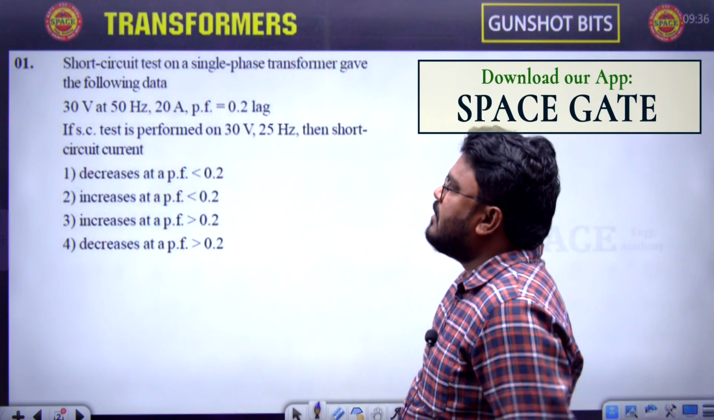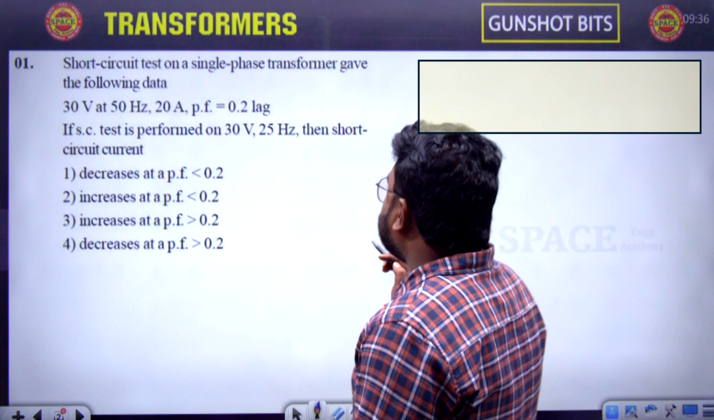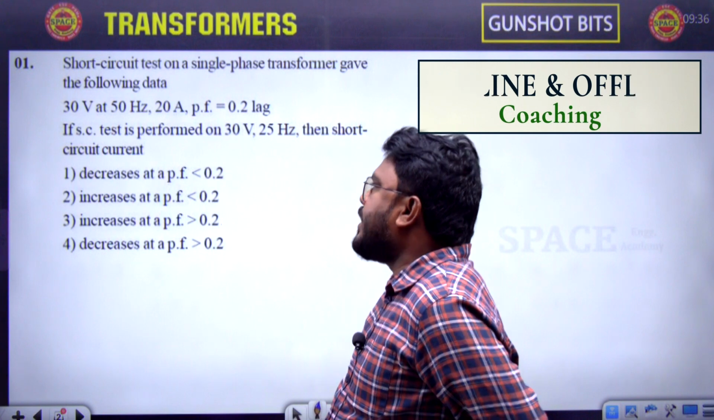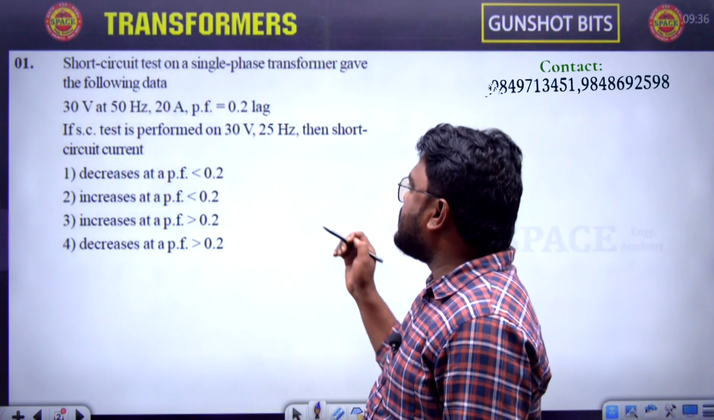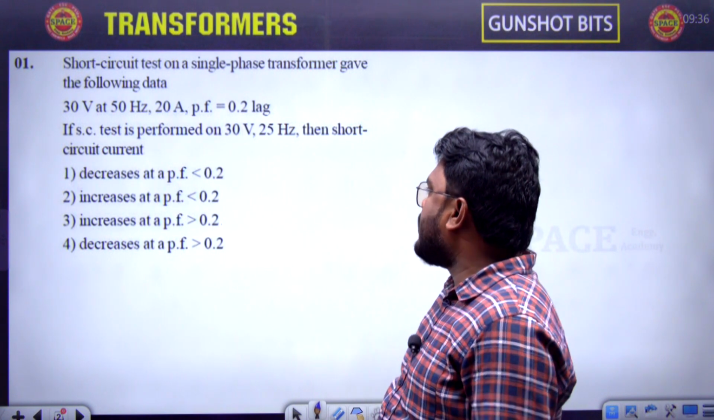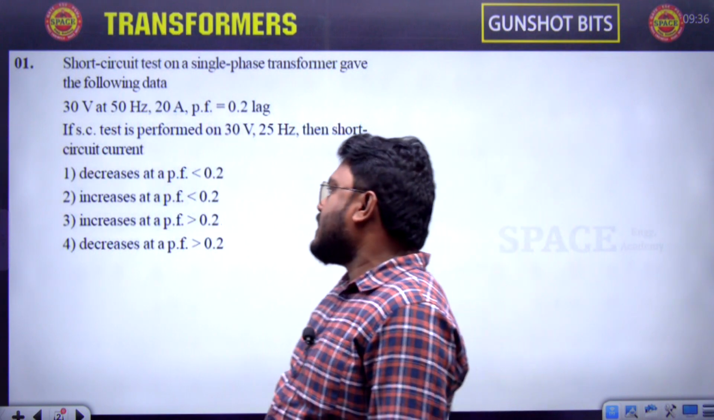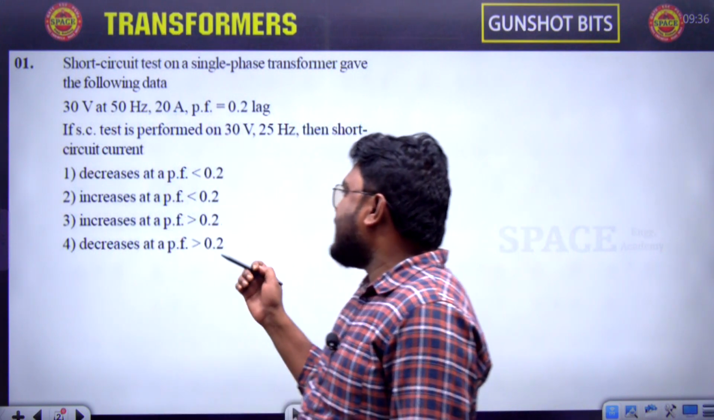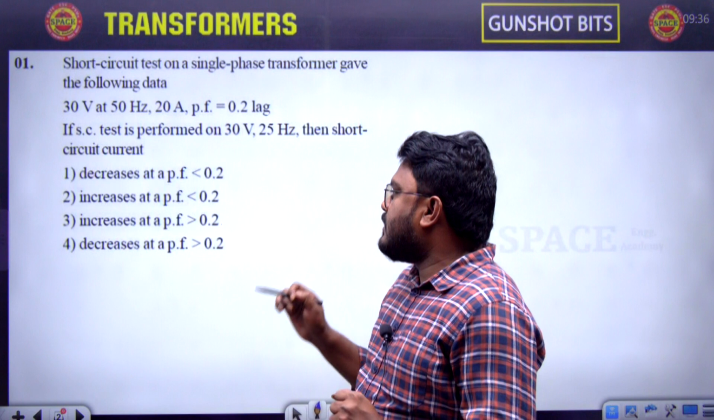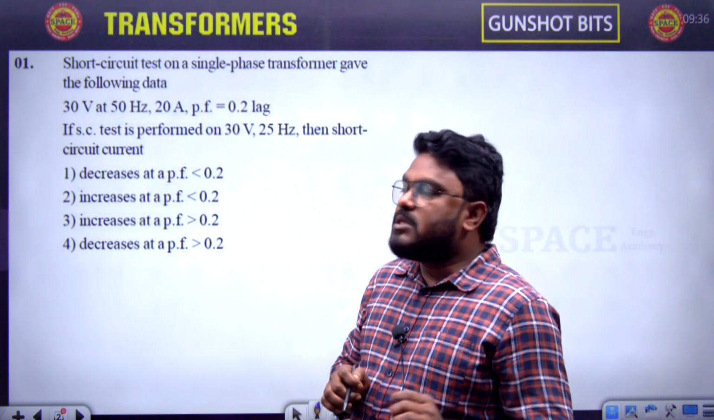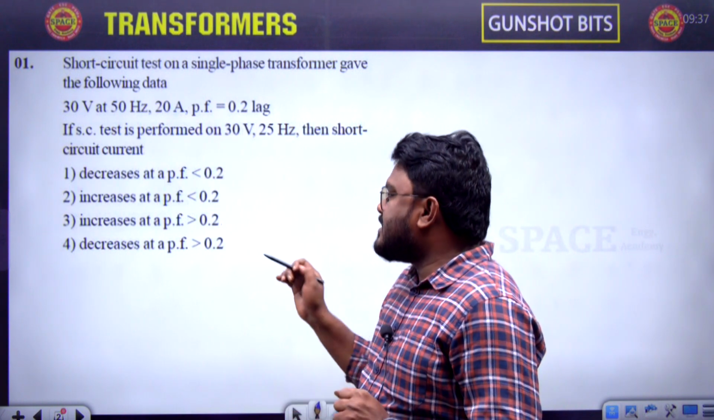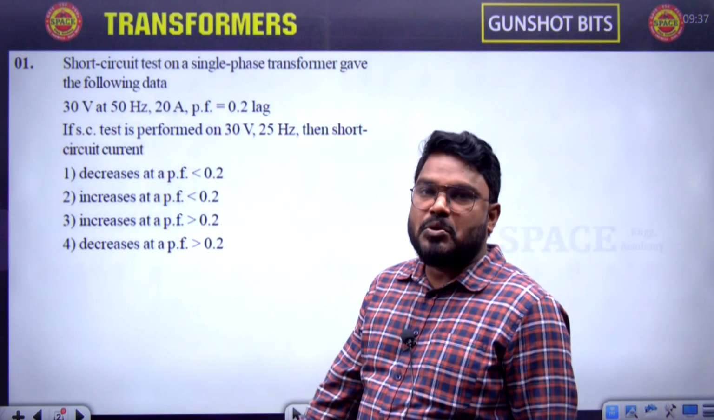Question 1: a short circuit test on a single phase transformer gave the following data: 30 volts at 50 Hz, 20 amps, power factor equal to 0.2 lag. If the short circuit test is performed on 30 volts, 25 Hz, then the short circuit current: option 1, decreases at a power factor less than 0.2; option 2, increases at a power factor less than 0.2; option 3, increases at a power factor greater than 0.2; option 4, decreases at a power factor greater than 0.2.